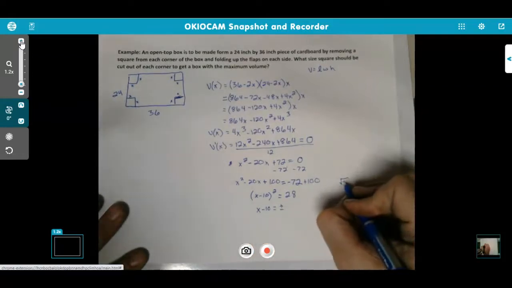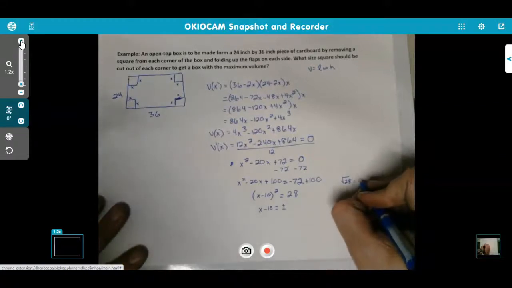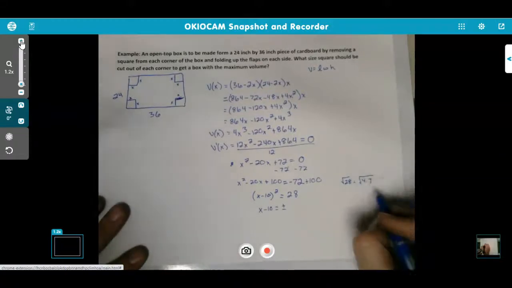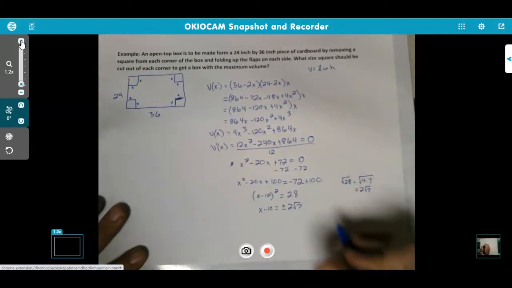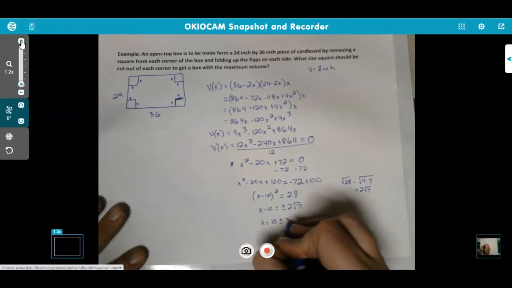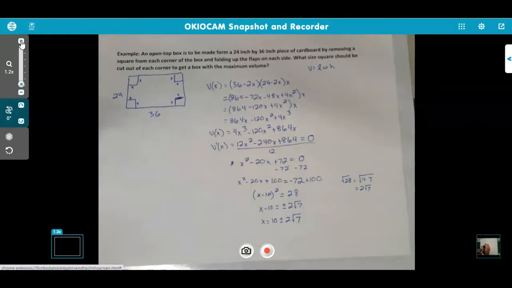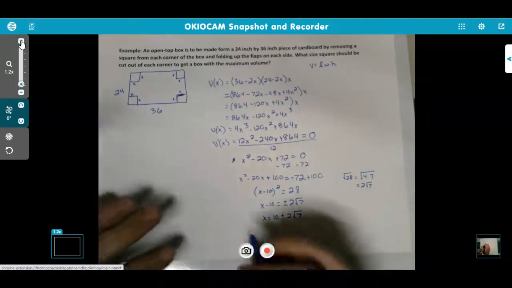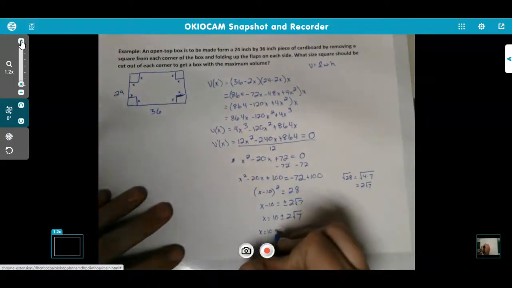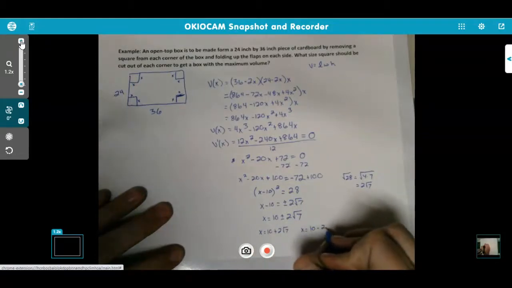So x minus 10 equals plus or minus the square root of 28. Well, 28 has a factor of 4, so that's the square root of 4 times 7. And the square root of 4 is 2, so 2 square roots of 7. And then I want to just add 10. So x equals 10 plus or minus 2 square roots of 7. All right, so I have found two things x could possibly be: 10 plus 2 square roots of 7, or 10 minus.